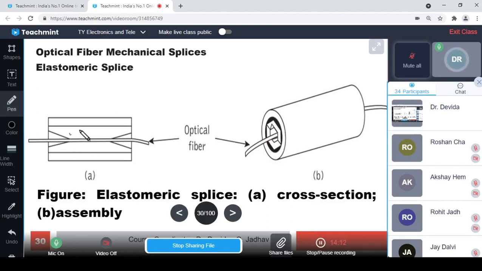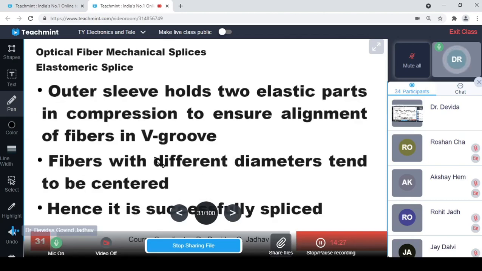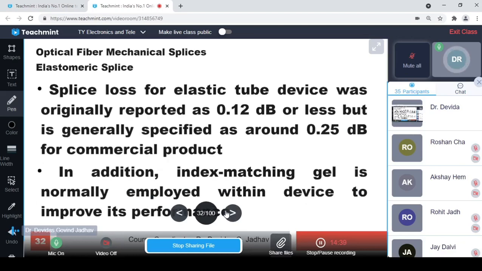So there are two parts, this is one, this is second, and this is the external tube. So the external tube holds the two parts, ferrules internal, and one of the ferrules is having V groove. So this is the elastomeric splice. So the outer sleeve holds two elastic parts under compression to ensure the alignment of the fiber in the V groove. Fibers with different diameters tend to be centered, and this is successfully spliced.